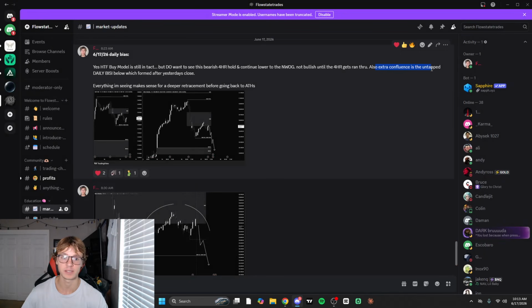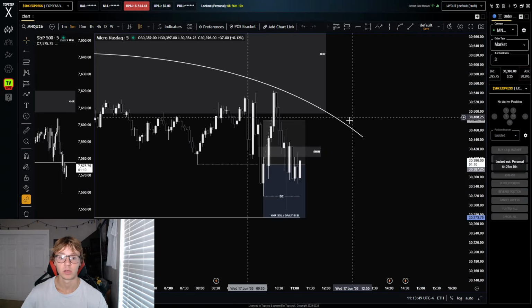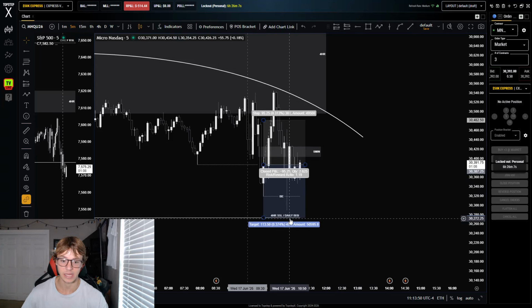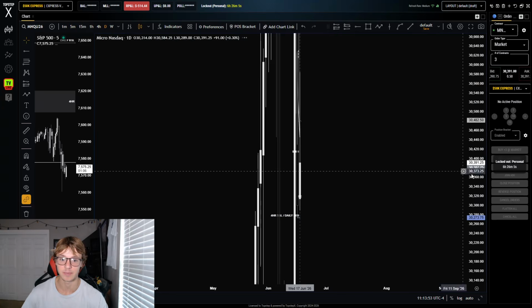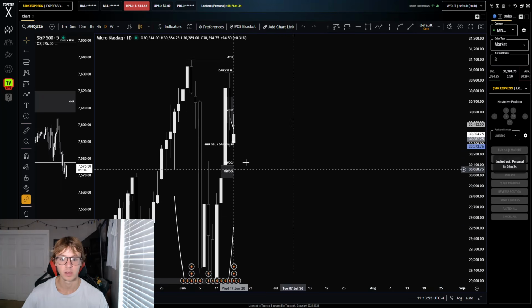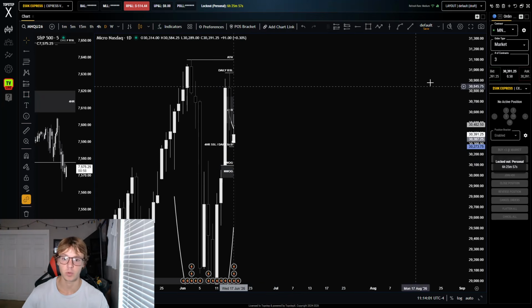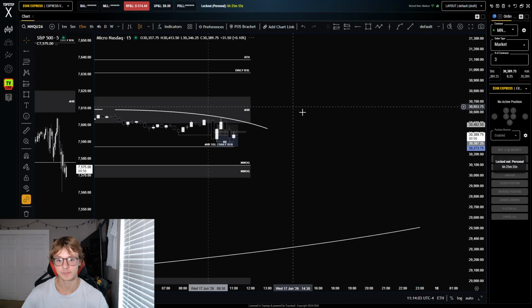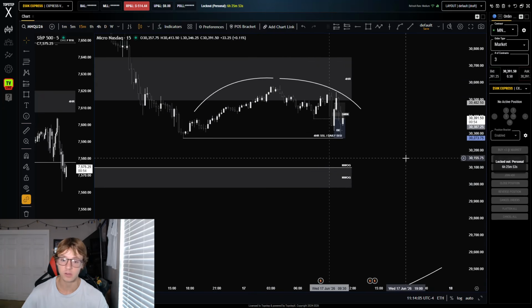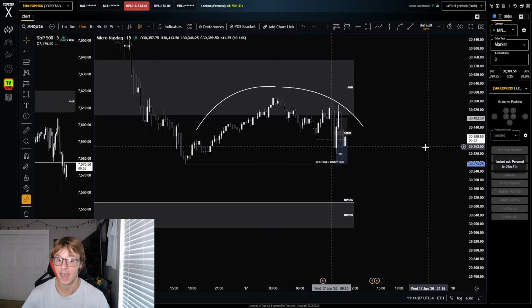Also, extra confluence is the untapped daily fair value gap, which we also had. You can see I have this marked out as a 4-hour sell side and daily BISI, because if we come to the daily chart, this is a daily fair value gap right here as well. So a lot of confluences led me to believe we were going to get a bit of a deeper retrace. And literally everything that I wanted to see happened.